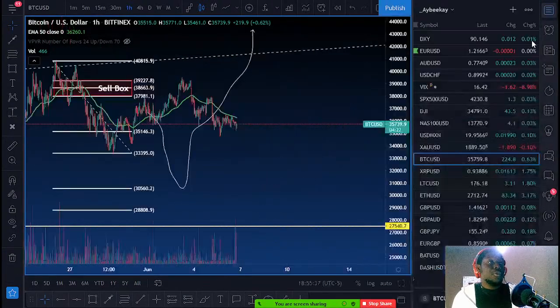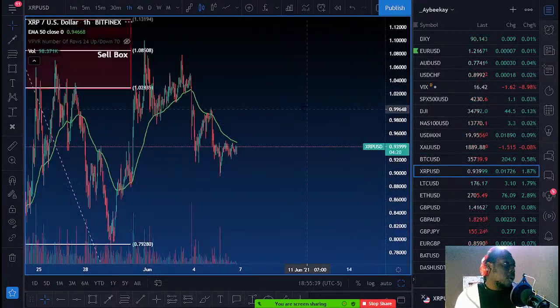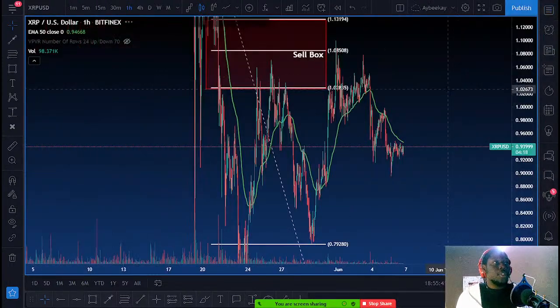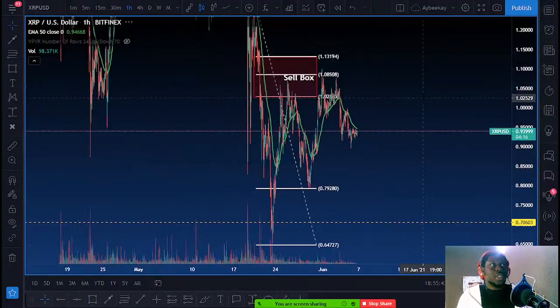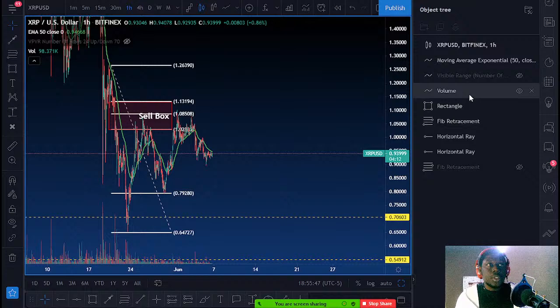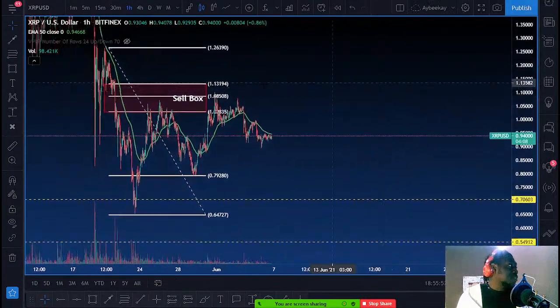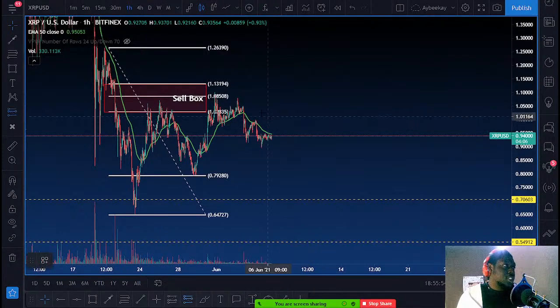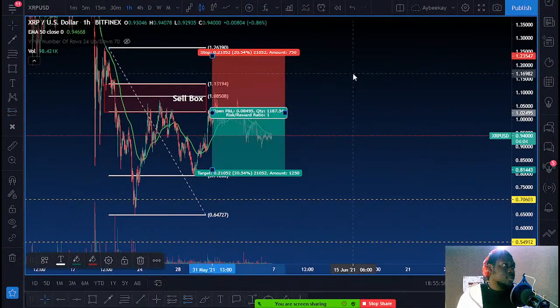That's all I have to say about Bitcoin. Been bearish on it for the past how long now? Ripple, same thing. I had mentioned a sell for Ripple actually. I didn't get into it, I think I just gave the idea. Selling from the 61.8, like right here.